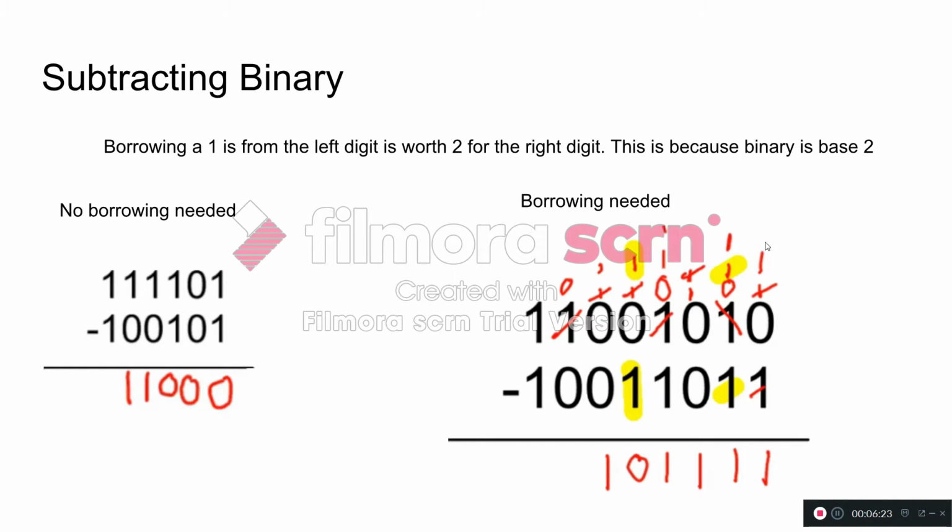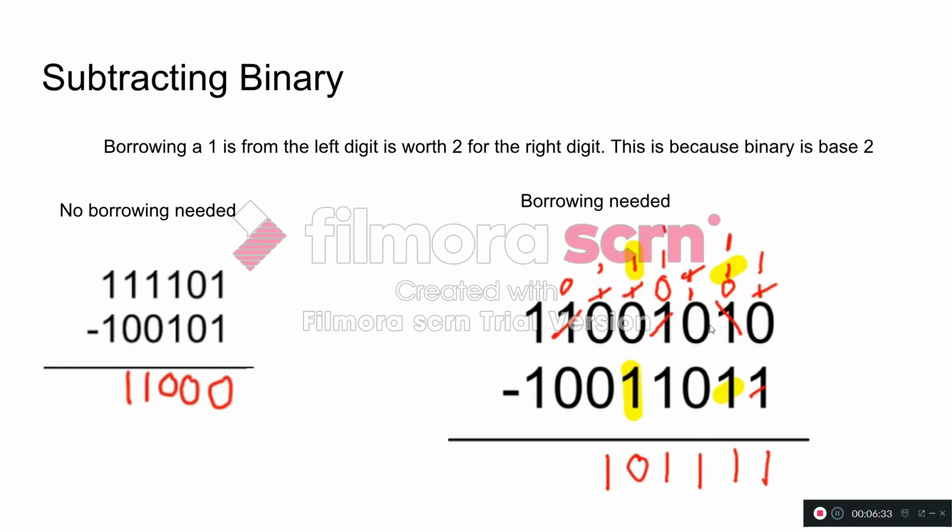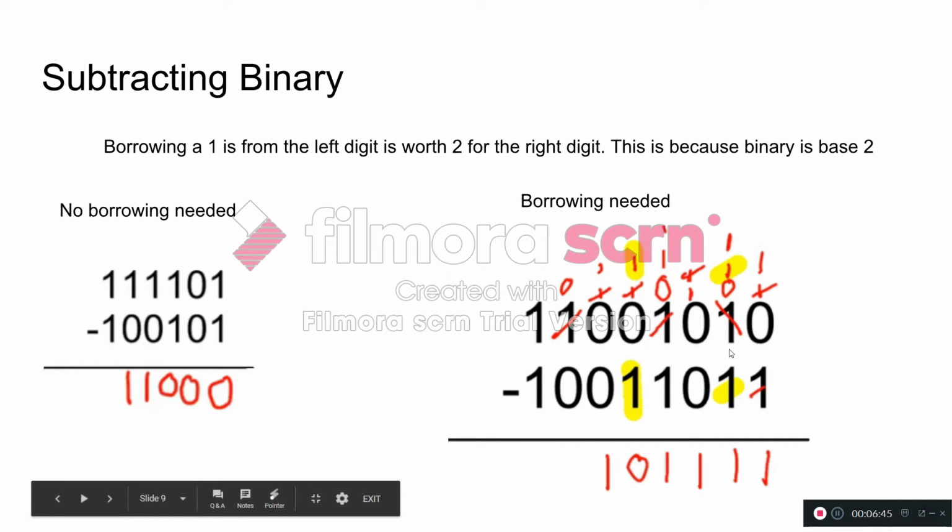Next here, we have borrowing, which is needed. So we have a 0 minus 1, we cannot do that, so we borrow from our left. Now remember, when we're borrowing from our left, first we turn this into a 0 right here. We carry over here. This number to the right is worth a 2, so we subtract a 2 minus a 1 and get a 1. Now here we are left with a 0. So what are we going to do? We're going to borrow from the left.